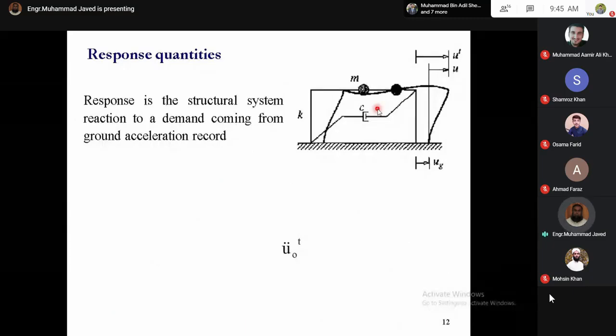अच्छा, रिस्पांस क्वांटिटीज। तो जैसा कि मैंने डिस्कस किया, response is a general term which can be used to describe structural displacement, structural velocity, structural acceleration, internal force, and it can be defined as the structural system's reaction to a demand coming from ground acceleration.